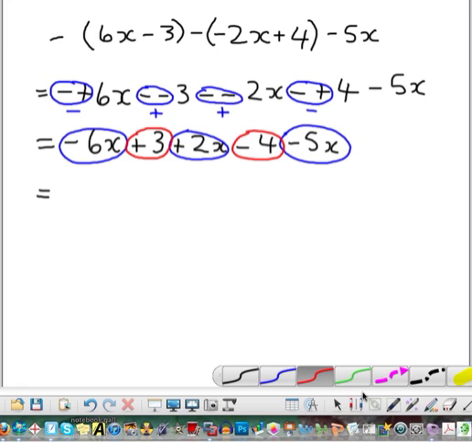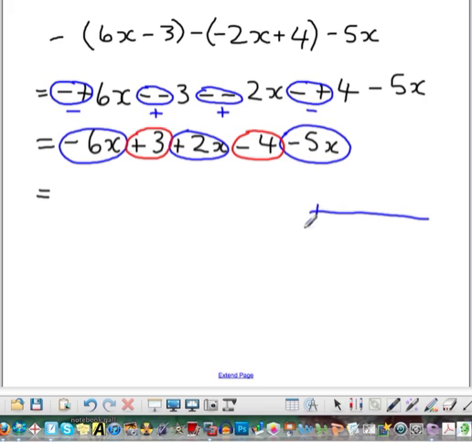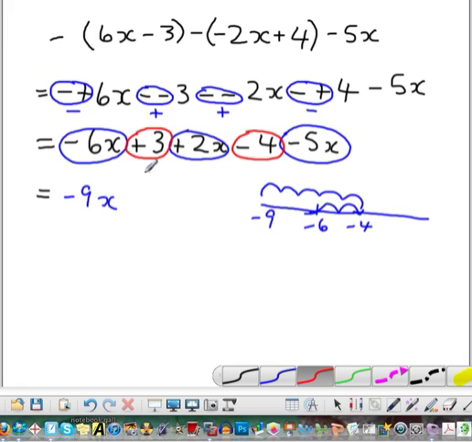Now we write the x's first, so I'll write them first. I have negative 6x, so negative 6. I'm going to add 2x to that, so 1, 2. I'm at negative 4. Then I'm going to subtract 5. So I go 1, 2, 3, 4, 5. So I end up at negative 9. So I have negative 9x. Use the number line if you find that you get mixed up. There's nothing wrong with that.